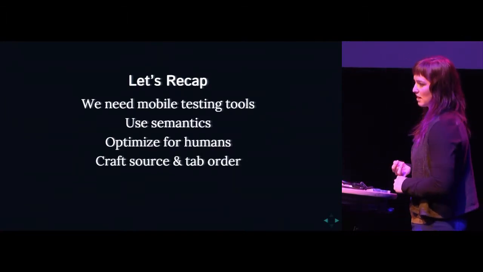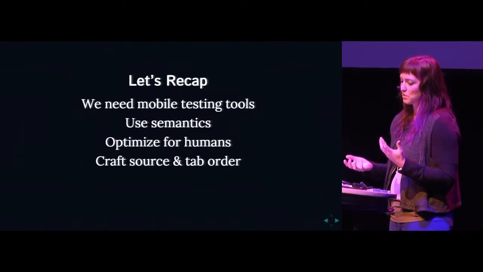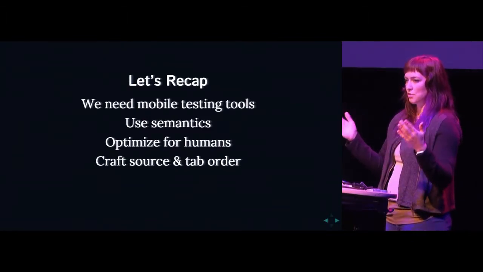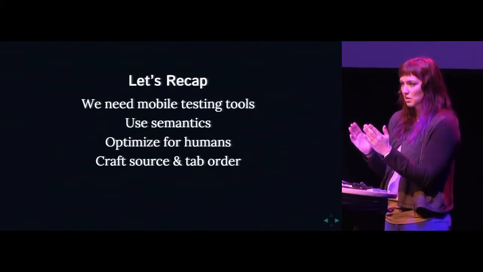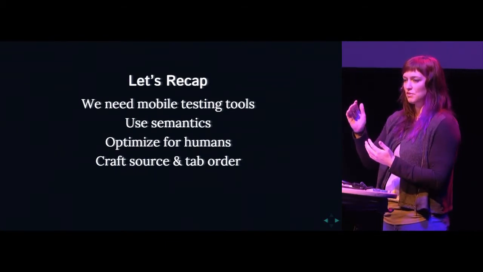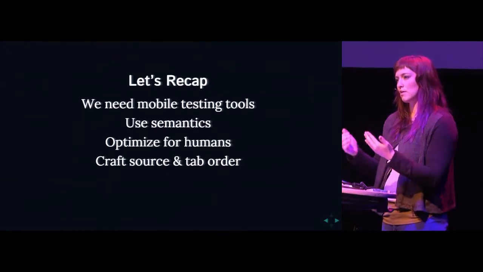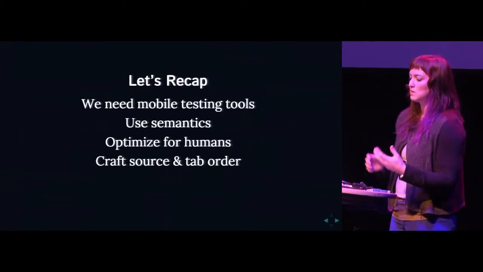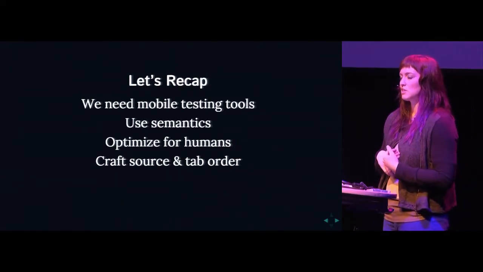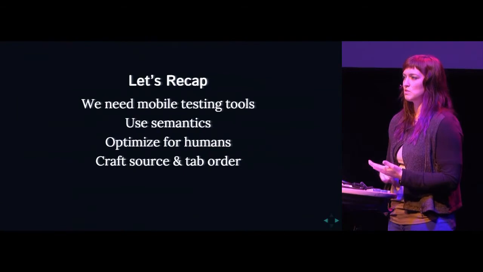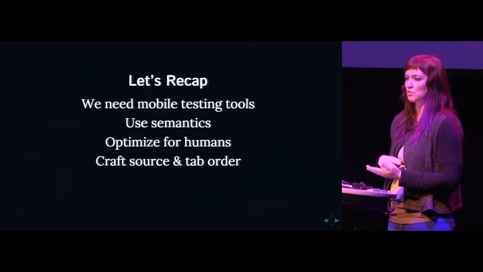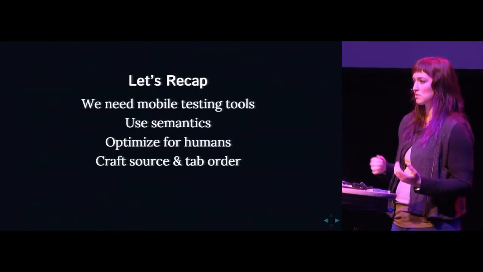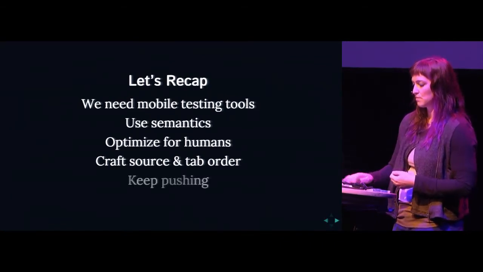Craft your source and tab order. I think the source order thing we've gotten more accustomed to with responsive design, taking a 3-column wide design and then taking it down to 1 column. You put the most important content first, because otherwise your sidebar comes after your main content. So I think we've gotten used to crafting the source order. What we need to put on top of that is actually maintaining the tab order. And we saw that in the Angular material dialog, how you could access content that's supposed to be hidden. So we want to craft both the source and the tab order for users.